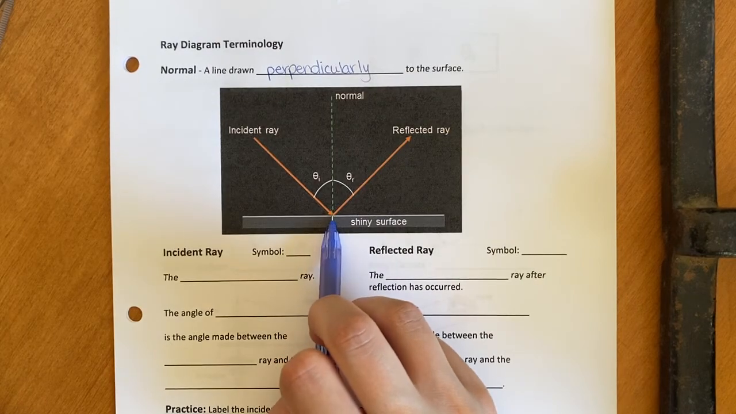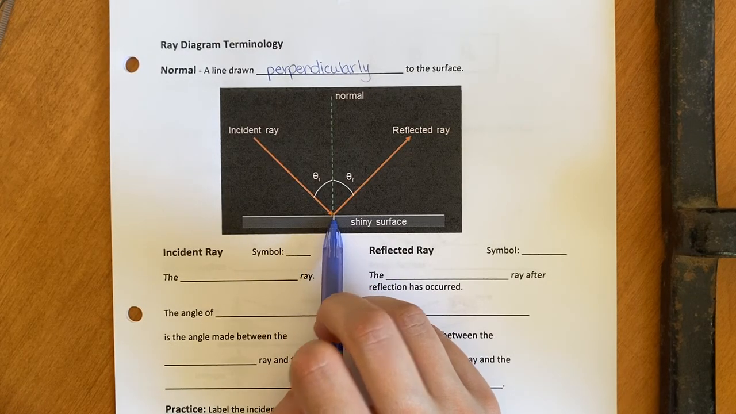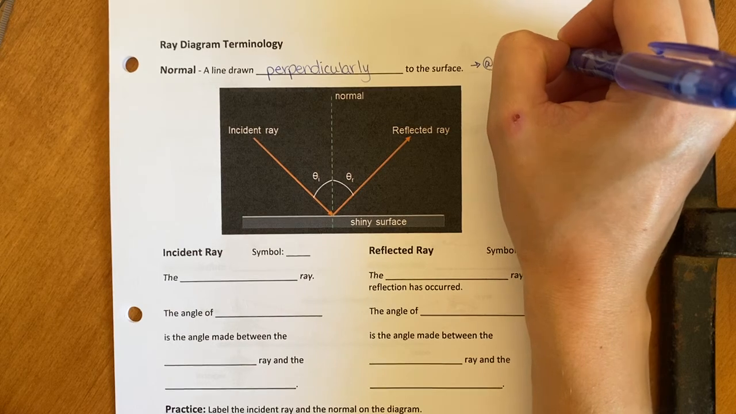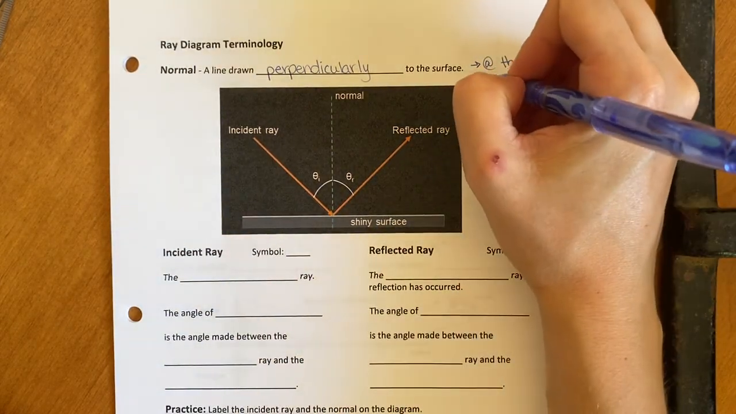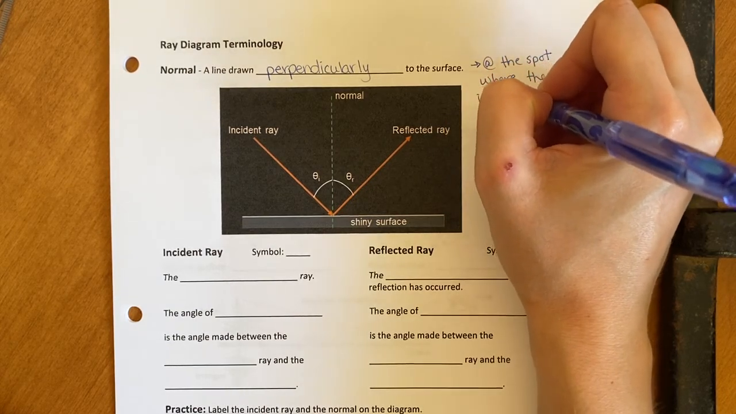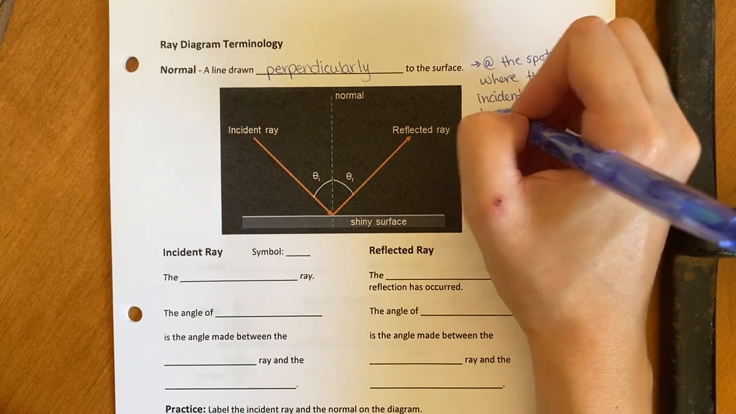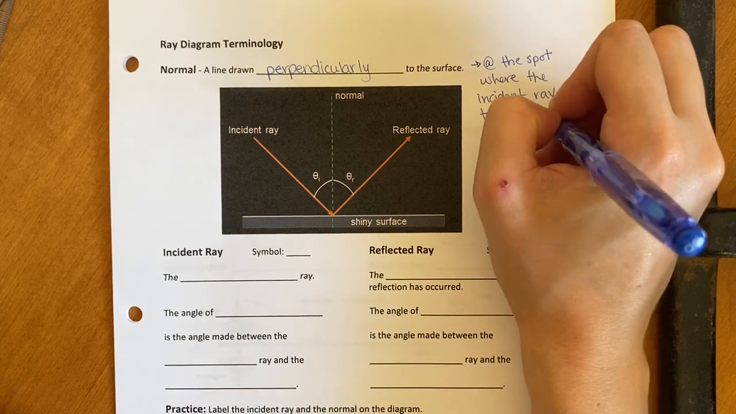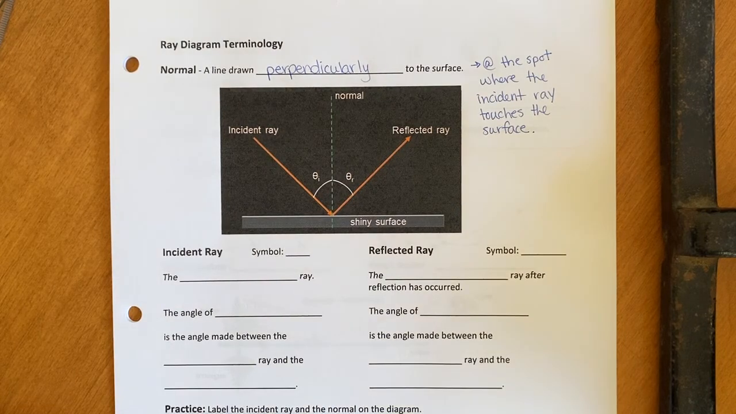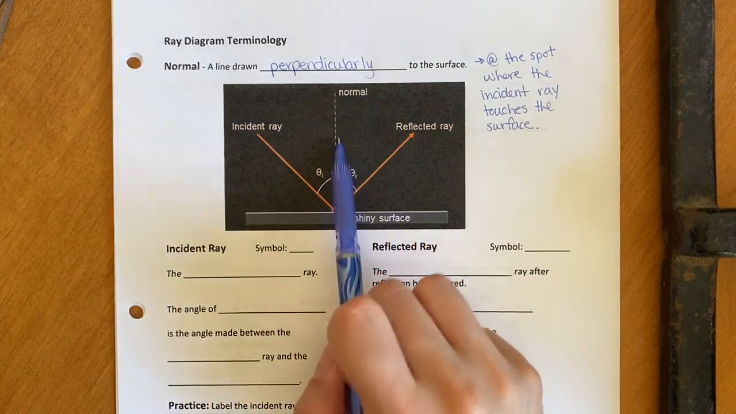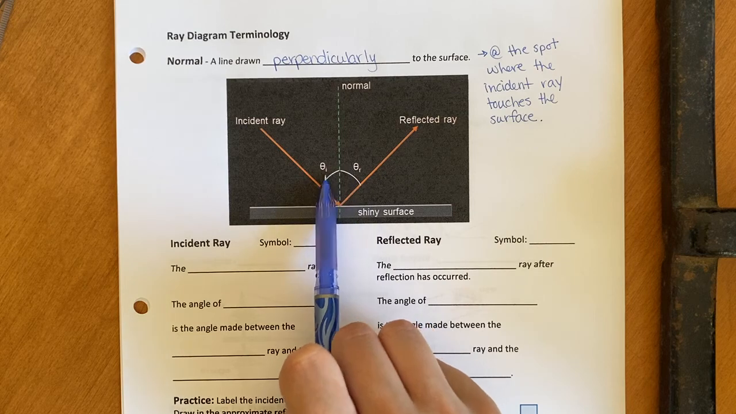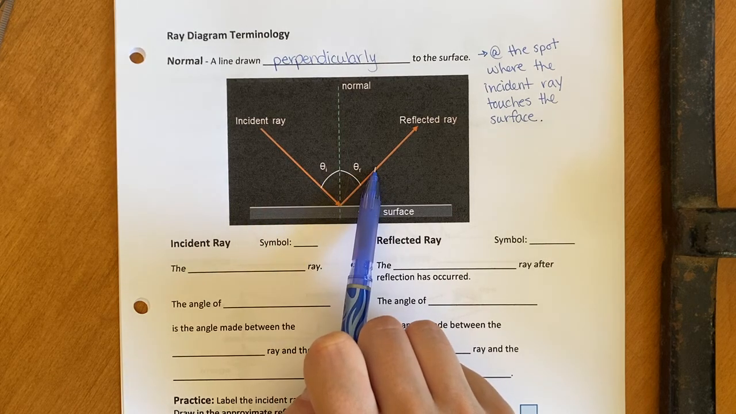At the spot where the incident ray, so the ray that's coming in, touches the surface. So I'm going to even add a little note here. It's a line perpendicular to the surface at the spot where the incident ray touches the surface of whatever the material is. So in our ray diagram here, there's our normal line. It's just an imaginary line that we use to help us measure the angles of the different rays.